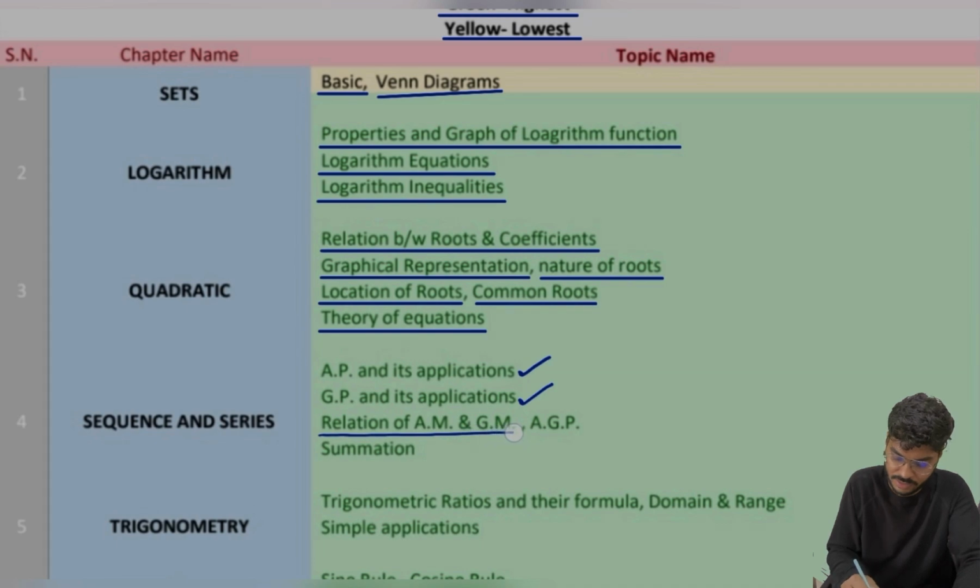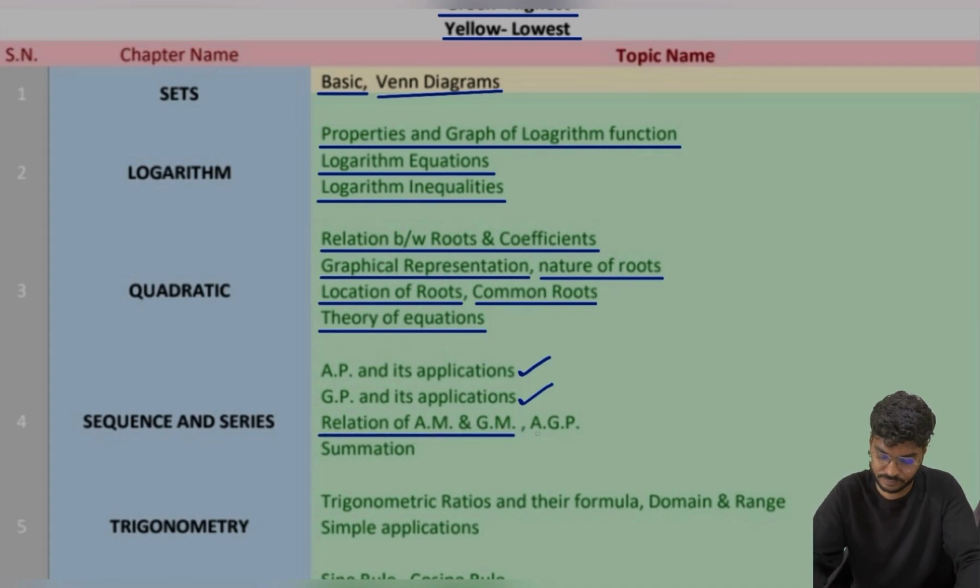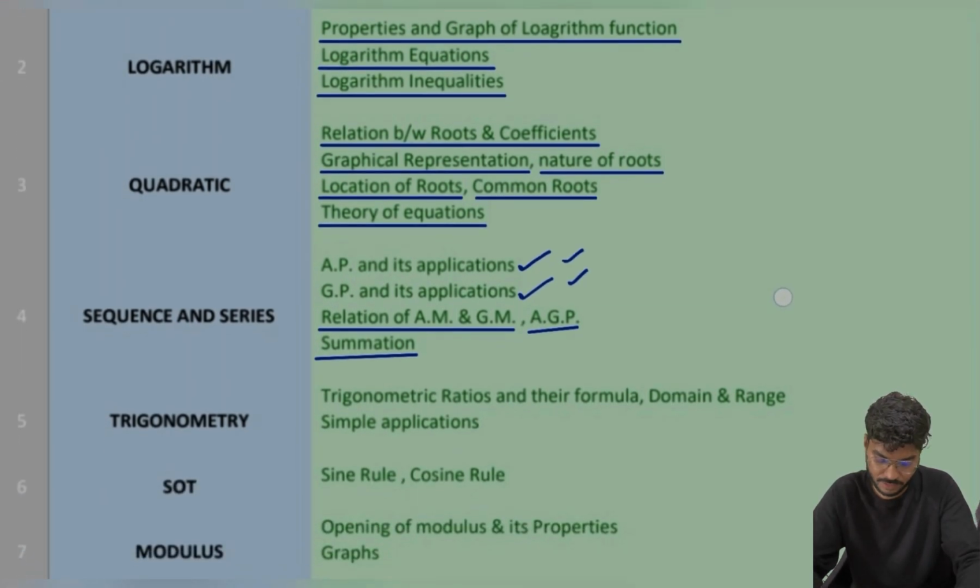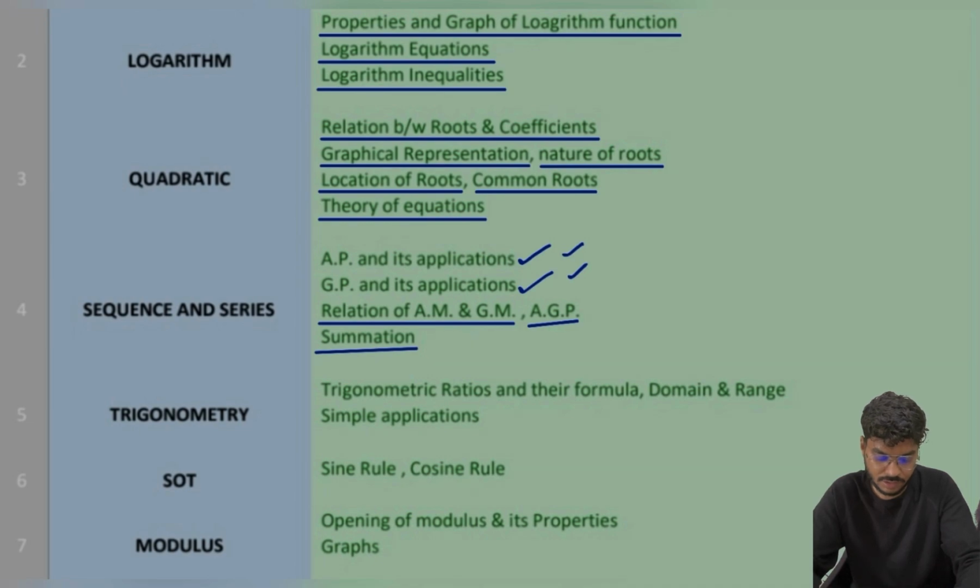Relation between AM and GM. Of course we know the arithmetic mean is more than or equal to the geometric mean, right? If AP is there, GP is there, they can also ask AGP, the mixture of both the arithmetic and geometric progression, and a few questions of summation. In the summation, what type of questions can come? If you have to write the general term, by the general term you can find the summation, or the difference method, right? These types of things they can ask in the sequence and series chapter.